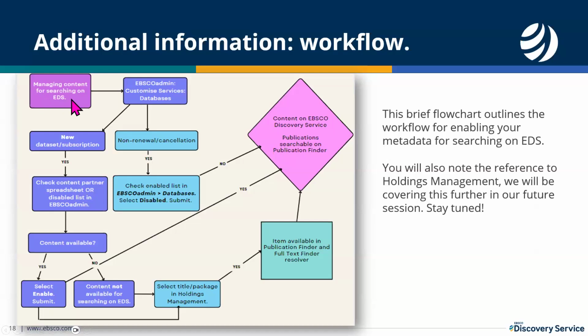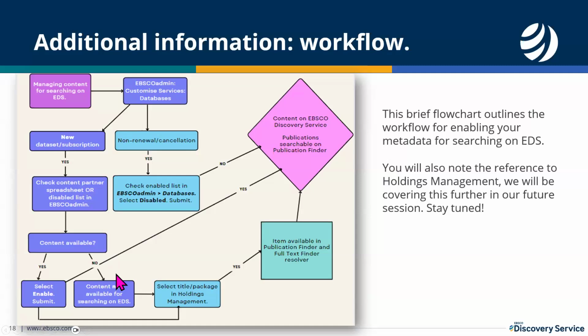So, over here, if we're managing our content for searching, we need to go to EBSCO admin, customize services, and the databases subtab. If it's a new subscription, we would have hopefully checked that content partner spreadsheet, identified that yes, they do supply their searchable metadata. And if they're there, we would enable that content, click enable and submit, push the changes to EBSCO, and just test that on EDS to make sure that the records are coming up in our searches.